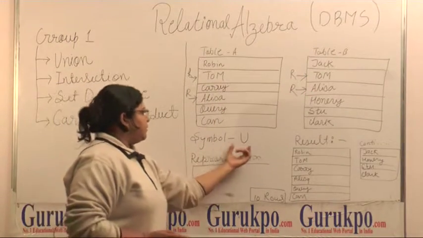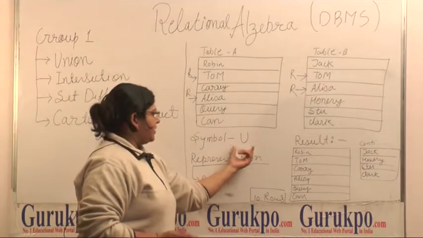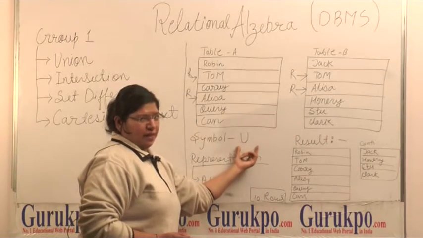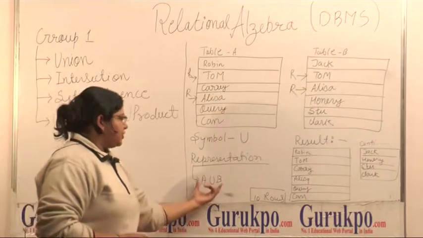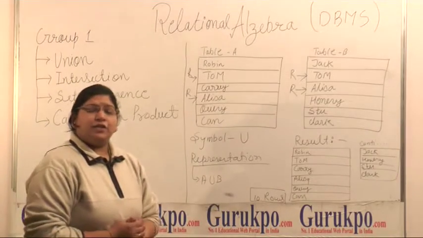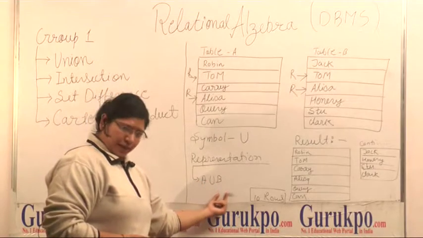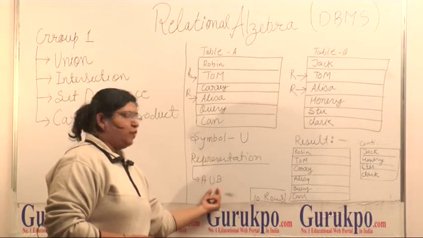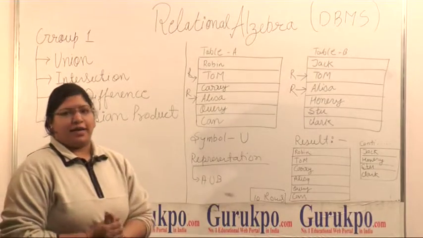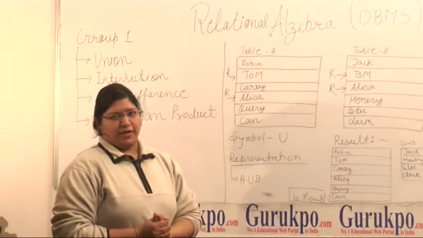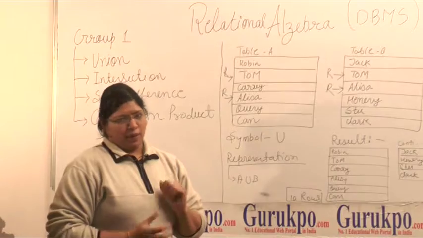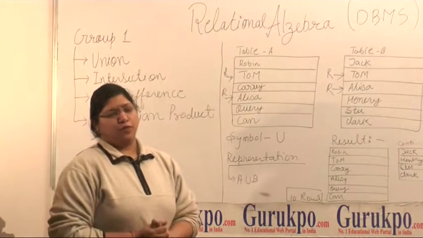So the symbol which represents union is denoted by this, as you can see in the video. So the representation will be, if I say we need to do a union of two tables, then I will represent it by A union B, right? So that will be A union B. Now union means all the entries need to be counted once, right? And no repeating groups should be there.